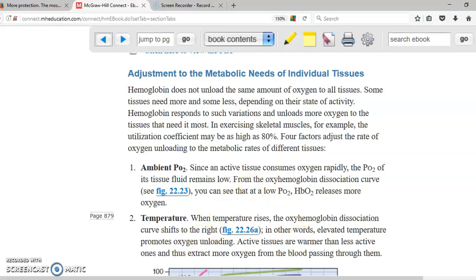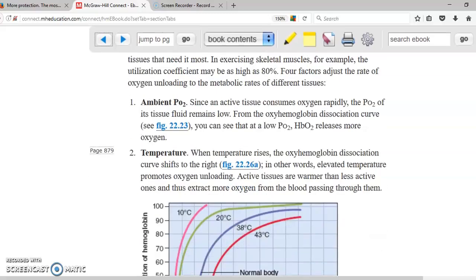Temperature. If we are, let's say, exercising, the temperature increases and your body needs more oxygen because you're exercising. So then temperature is going to make the hemoglobin release oxygen because your tissues are going to need more oxygen.